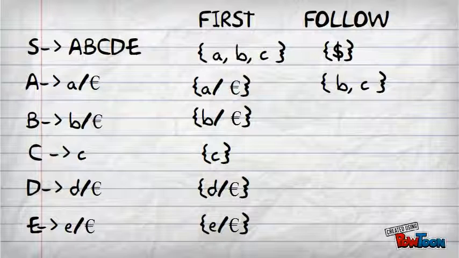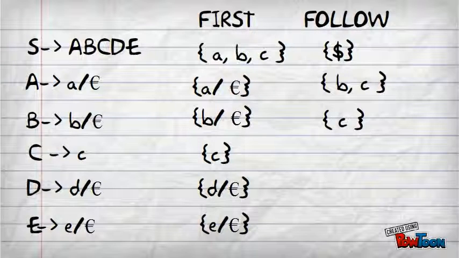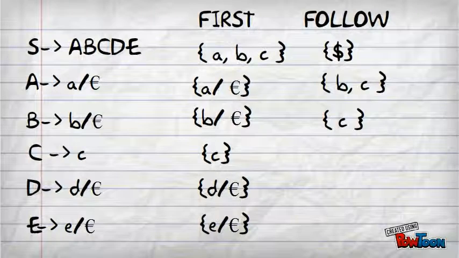Then we need to get the follow of letter B. The follow of B is C, D, and E. So the first of letter C is small c. We just simply write the small c. Again, we cannot pass through C because it does not have an empty set or another input.